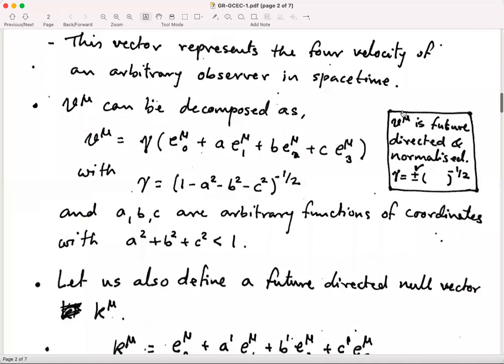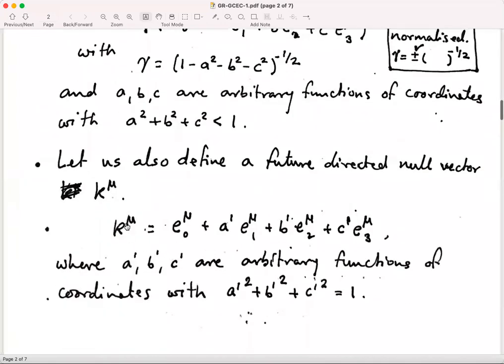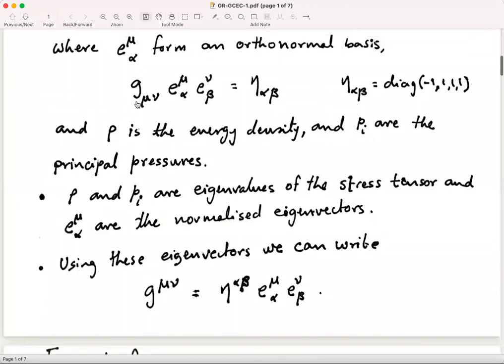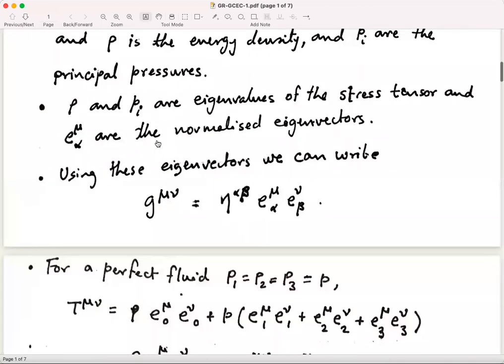But if you are looking at a null vector, then k mu k nu g mu nu would be just zero. And if it is zero, then there is arbitrariness in the normalization, and therefore you usually do not normalize such vectors. So there is no gamma sitting around out here, but you do have a prime, b prime, c prime, which are arbitrary functions, exactly the way a, b, c were arbitrary functions. And E nu alpha are, of course, the fixed basis vectors corresponding to the geometry that we are looking at, namely the one given by g mu nu as the space-time metric.